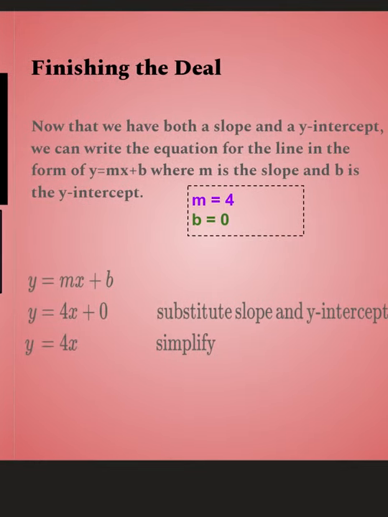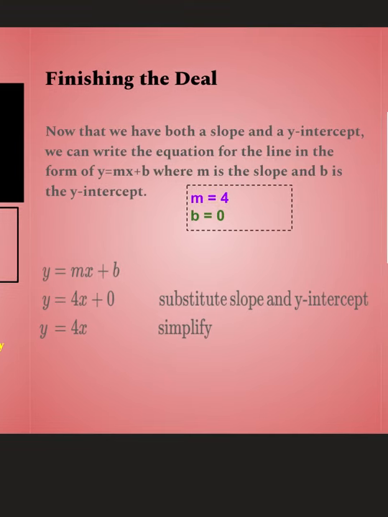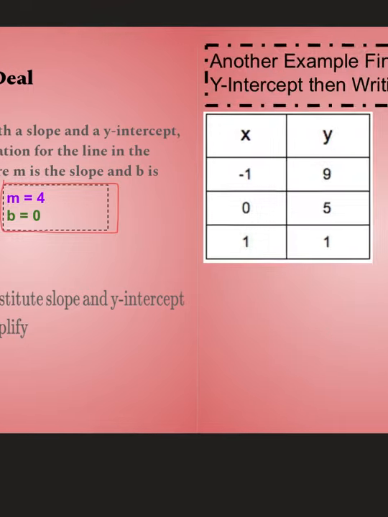So now, once we have the slope and the y-intercept, we are sometimes going to need to write the equation for the line. So here's my equation, y equals mx plus b. We already know that the slope is 4 and the y-intercept is 0. So you take the equation and substitute the 4 in for the m and the 0 in for the b. That gives you the equation y equals 4x plus 0. Now we don't really need to write that 0. So your equation of this particular line is y equals 4x. All right, so let's continue on.